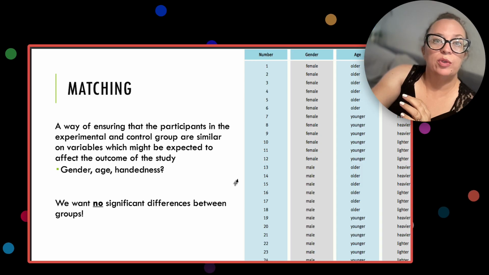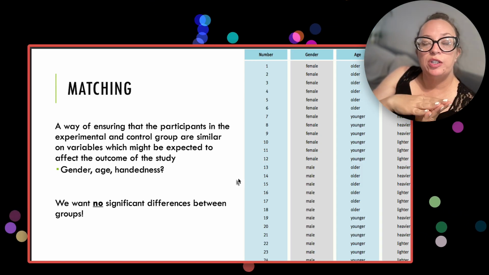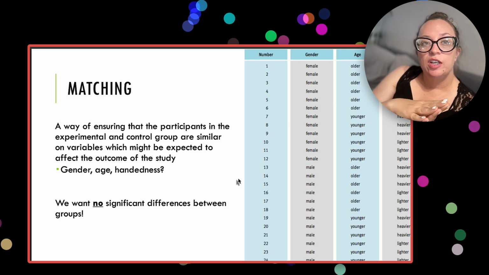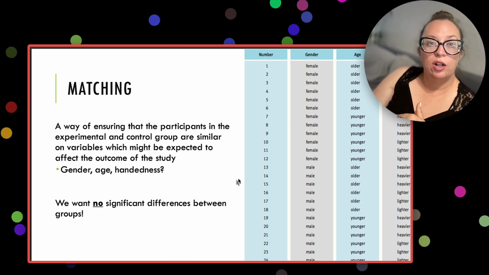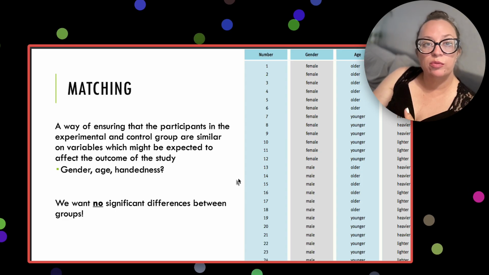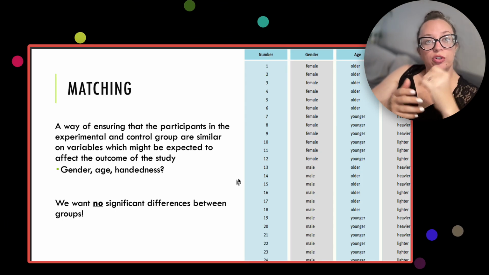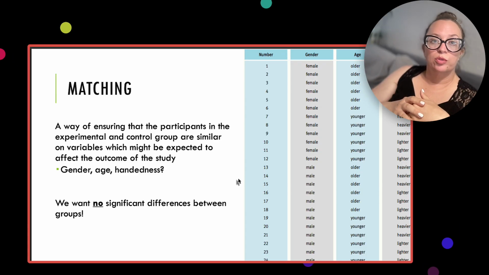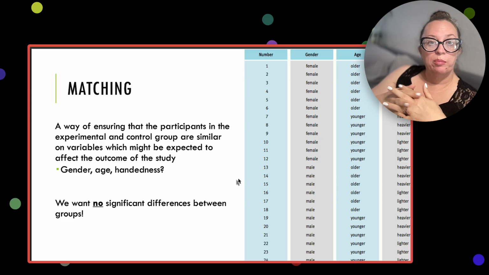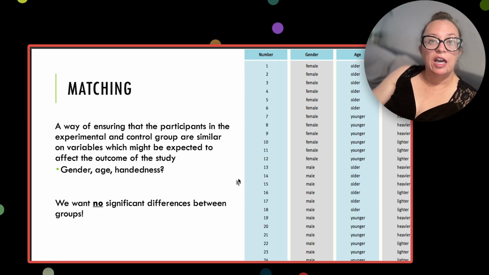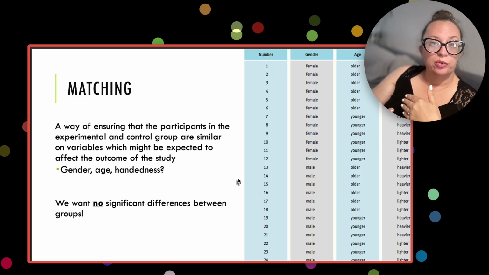All right, and lastly, we have matching here. All right, so I think matching deserves to be talked about because it's important, though it seems counterintuitive. So we've spent all of this time talking about randomization, random design, how important it is. But matching is a way of ensuring that the participants in our two groups in an experiment are similar on variables that might be expected to affect the outcome of the study. So let's take some examples.